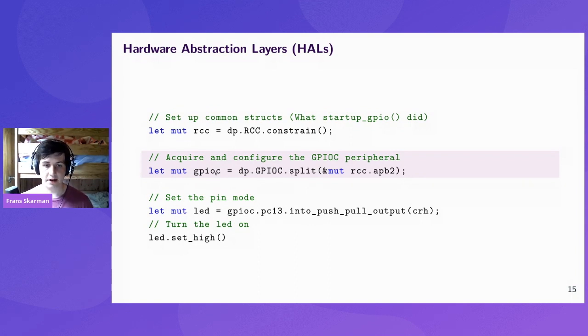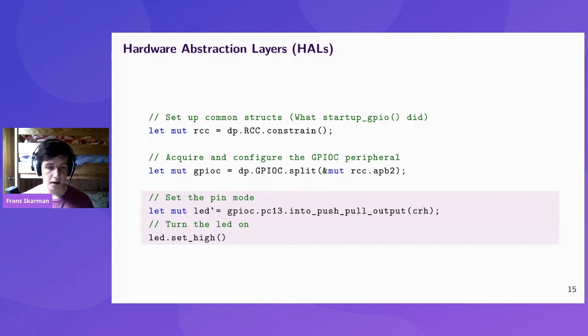So once we have this GPIO-C struct, we can configure the pin we're interested in, pin 13, and we want to set it as a push-pull output. And this is a much higher level function call. There's no chance of misconfiguration, for example, setting it as a push-pull input, which doesn't make sense. So we get some safety there. And again, there's a check that we have initialized the GPIO before we start configuring it. And finally, we just do led.setHigh to turn the LED on, and hopefully it turns on.